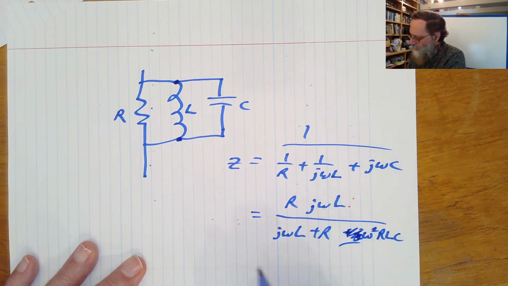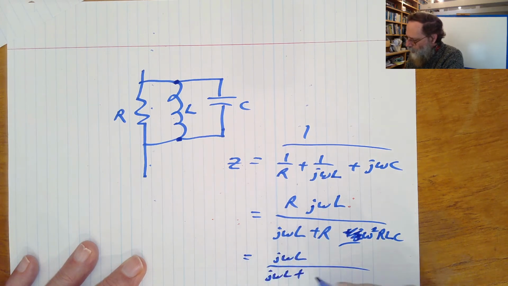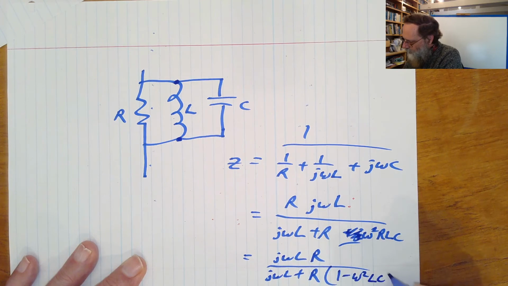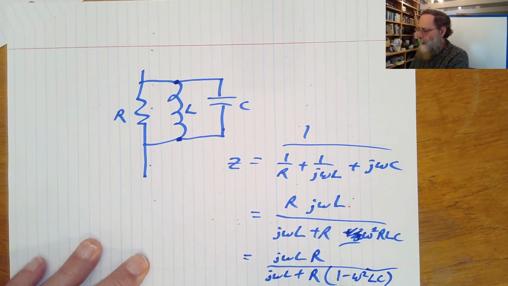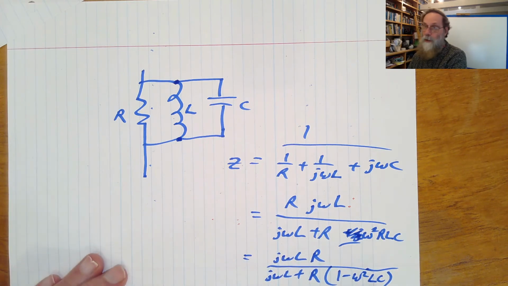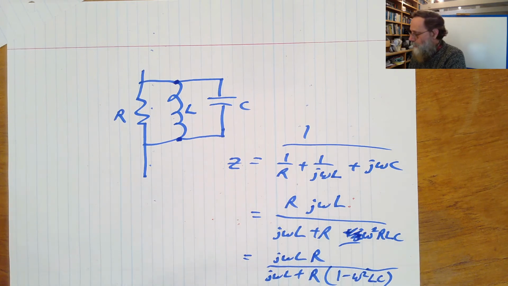Okay, this can be written perhaps a little more simply if we write j omega L over j omega L plus R times, so there's an R on top, R times 1 minus omega squared LC. Because this shows us again that we have a resonance where this part, which is now the imaginary part, will again go to 0 when omega squared is 1 over LC.